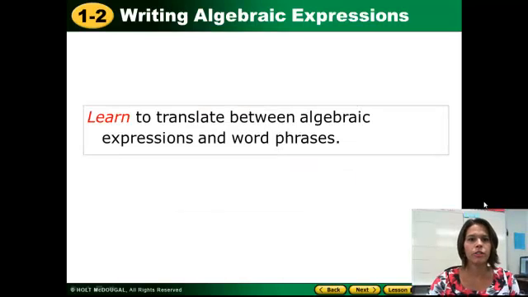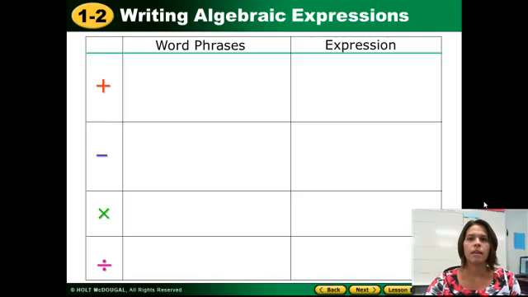Lesson 1.2, learn to translate between algebraic expressions and word phrases. So I have some examples here that we can put into a table. These are in your book also. You might want to write these down somewhere because I don't believe it's on your notes worksheet.